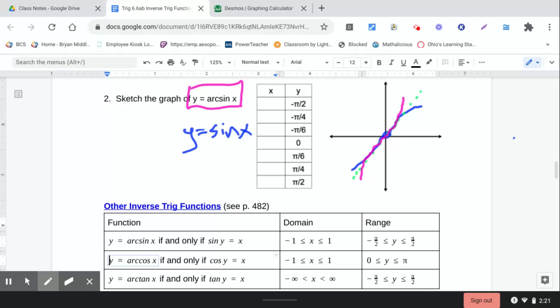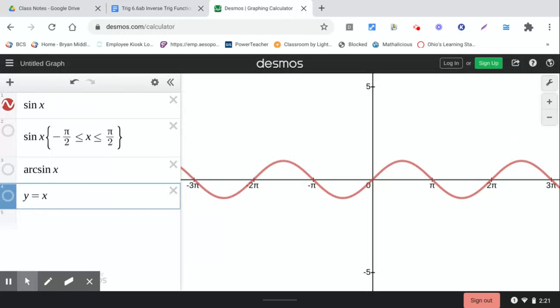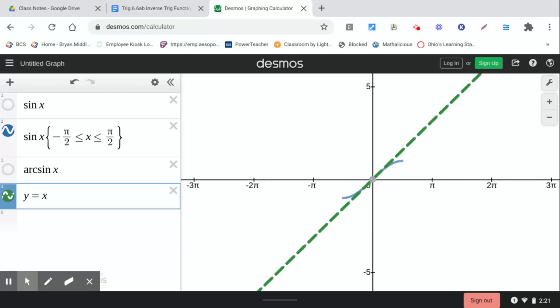Let me show you this on Desmos. It's a whole lot clearer. Okay, what I actually just did: here's sine. We have to restrict it so that we pass the horizontal line test. And then we want to reflect that across the line y equals x. So here's our arc sine function. And I'll take away that other stuff so you can see it real good.